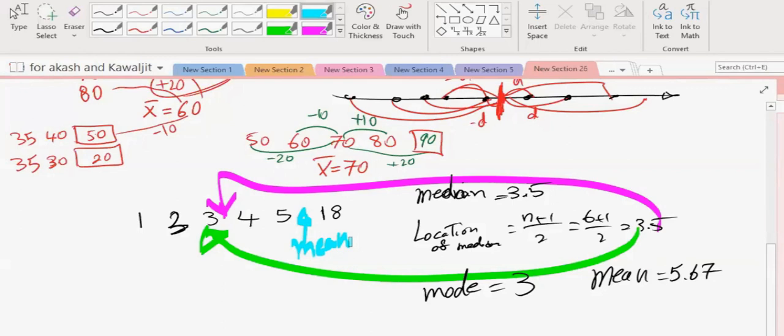Is this a reasonable measure of centrality? Our numbers are 1, 3, 3, 4, 5, and the mean ends up to be 5.6. Is it a reasonable measure of centrality? Okay. No. 5 of 6 numbers are less than 5, and the mean says that the average is 5.7.